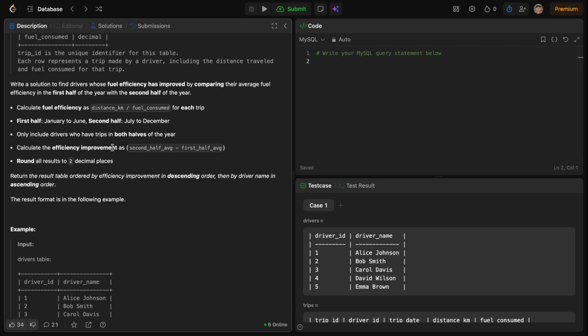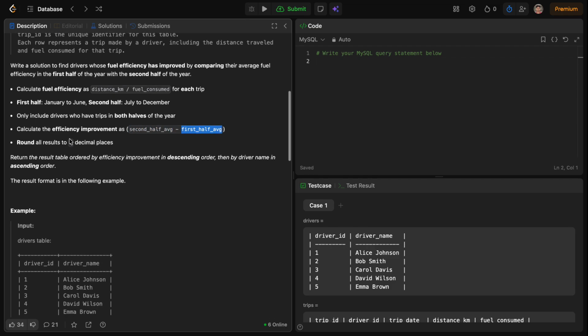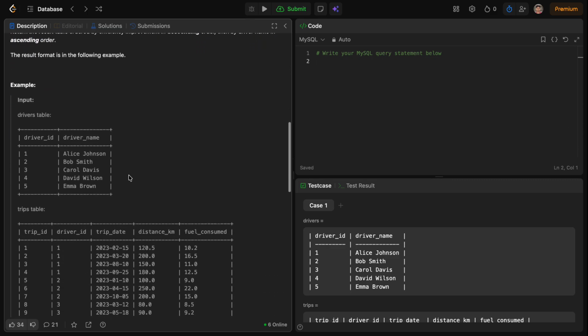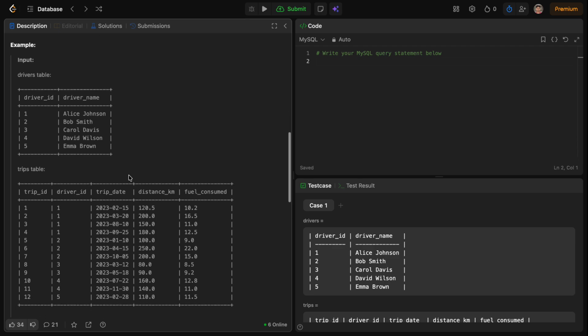The efficiency improved calculation is the second half average minus the first half average. Round all results to two decimal places, and order by efficiency improved in descending order, then by driver name in ascending order. So I think the question is very clear. Let's see the test case.